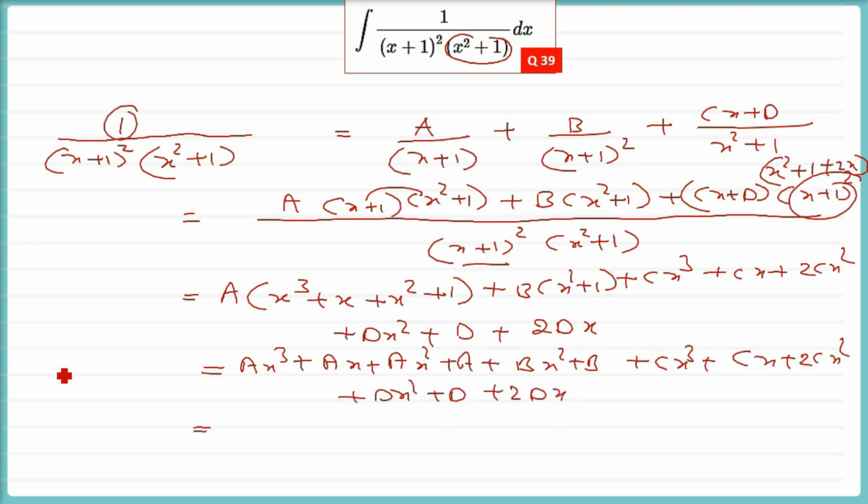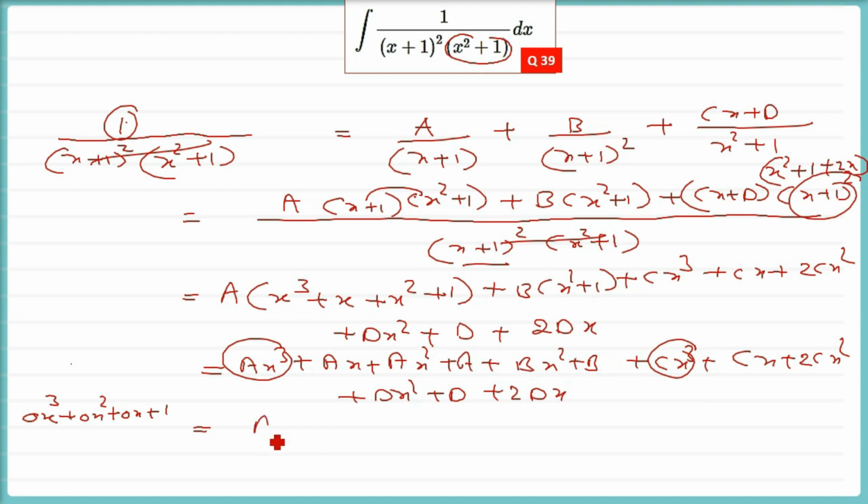So we have 1 on the left. The x square plus 1 and x plus 1 whole square will get cancelled. So on the left we will get what? We have 0x cube. There is no x cube on the left. There is no x square on the left. There is no x on the left. Only the constant will be there.